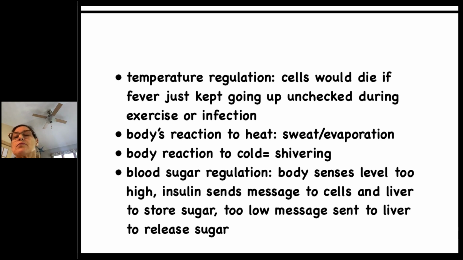There's another one, the blood sugar. When the body senses that the blood sugar is too high, it regulates itself by insulin sending a message to the cells and to the liver to store sugar. If the blood sugar is too low, there's a message sent to the liver to release sugar into the bloodstream. That keeps everything in balance. It keeps you from fainting if your sugar is too low.